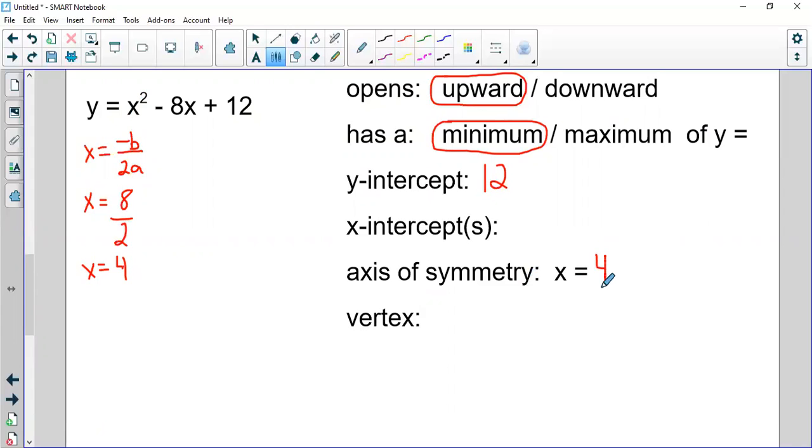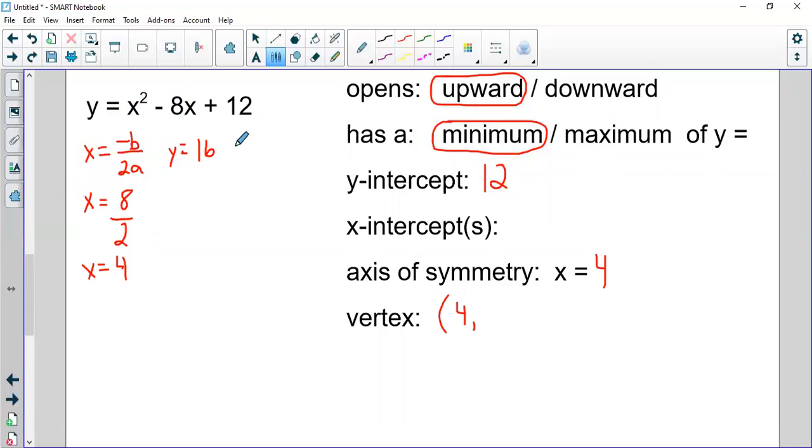Ta-da. Now that means I already have half of my vertex, so I'm going to fill that in right now. 4, comma, I'll find the y. I'll find the y by taking this 4 and putting it back into this equation and solving it out. So 4 squared, so y will equal 4 squared, which is 16.